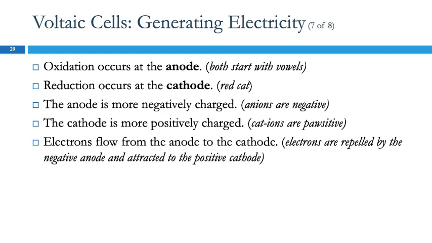Electrons are going to flow from the anode to the cathode because the anode is negatively charged and the electrons are negatively charged, and we're like, we want to get out of here, right? And there's a positive charge over there, and ooh, we're attracted to the positive charge, okay? So we need to be able to deal with these words.